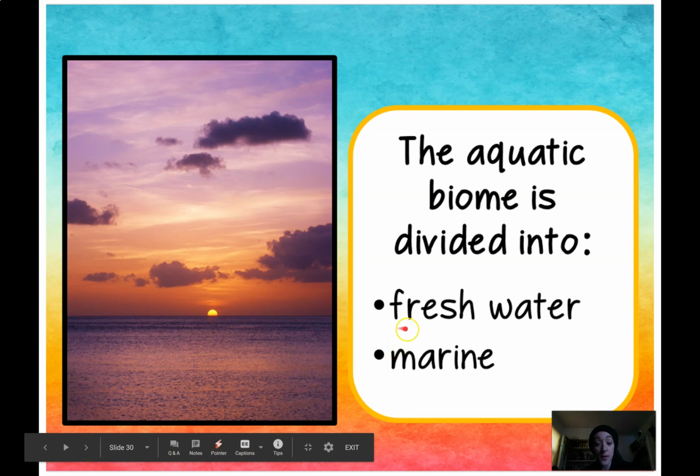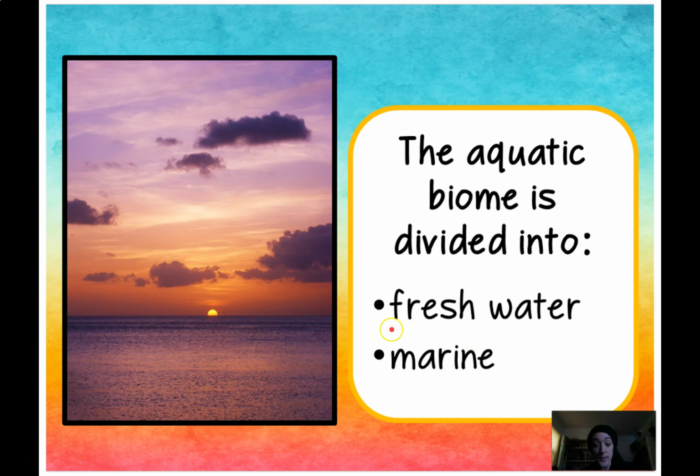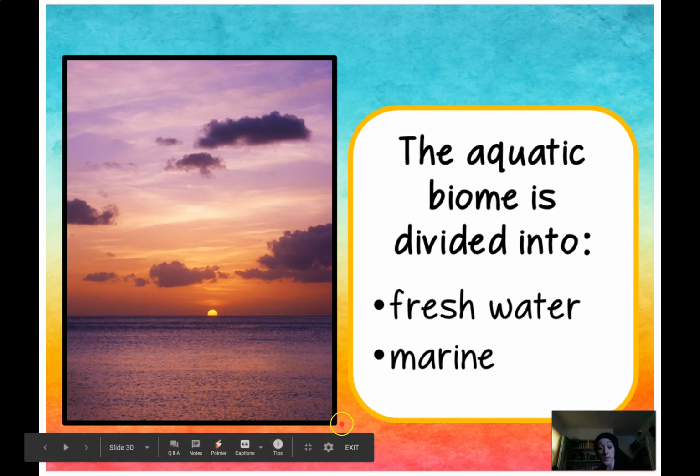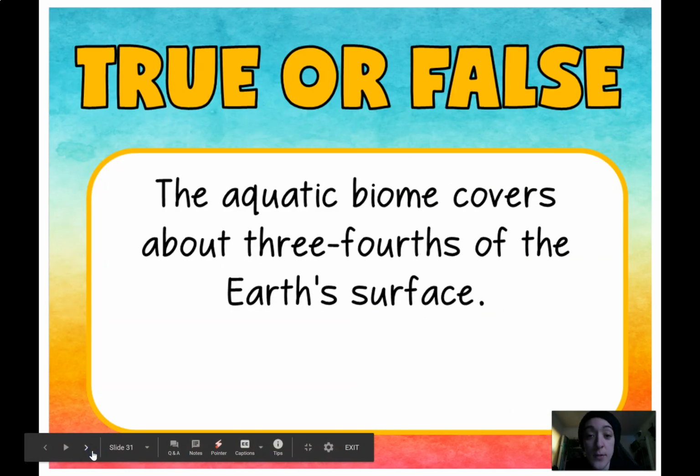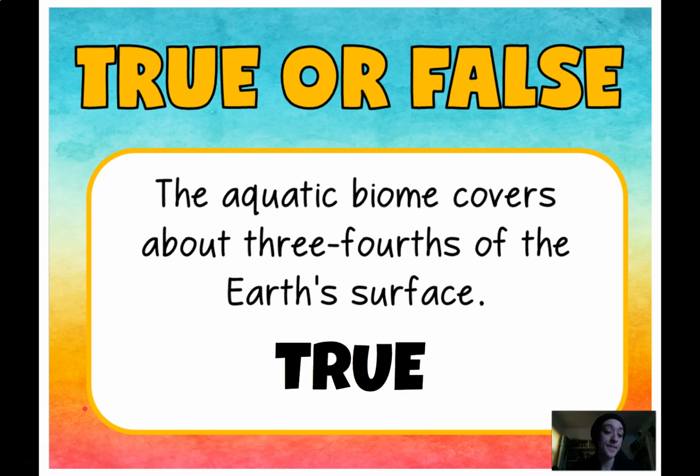So even though saltwater biomes are the majority of the aquatic biomes, most of the ones that we're going to encounter in our lifetime are freshwater here on land, unless you become a marine biologist or an avid scuba diver. Here we go. So true or false, the aquatic biome covers about 3/4 of the Earth's surface. And that is true. 3/4 or about 75%.